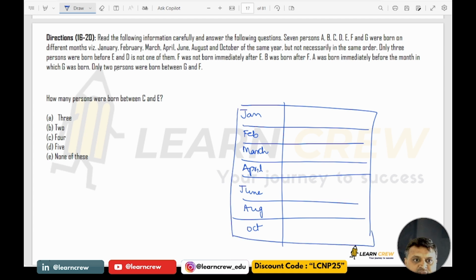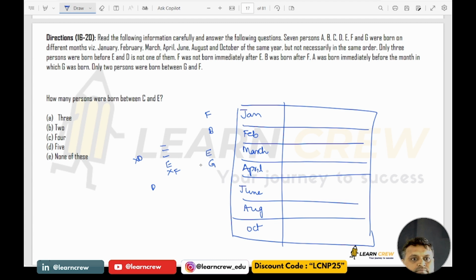Only 3 persons were born before E and D is not one of them. D is not here. So D must be below. F was not born immediately after E. B was born after F. A was born immediately before the month in which G was born.